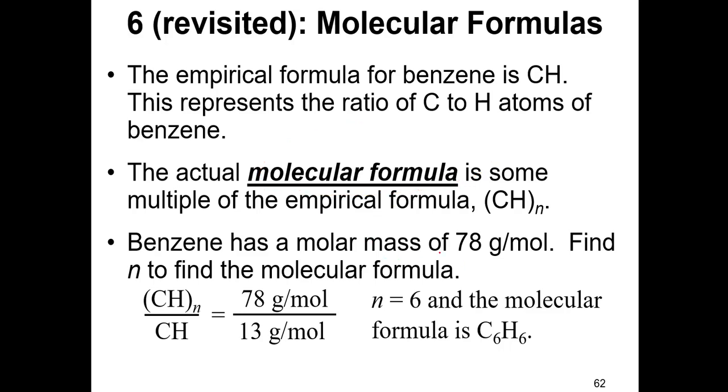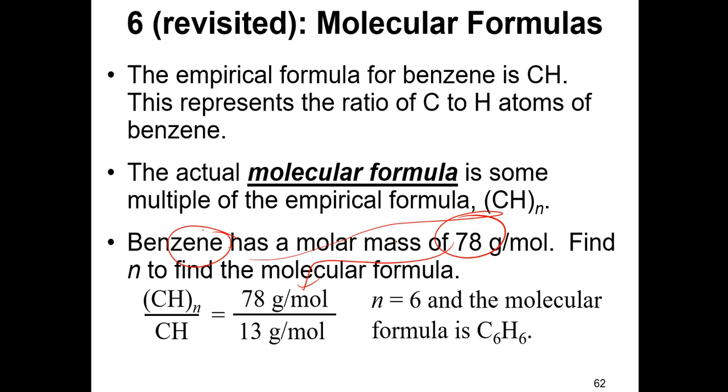So, if we suspect it, we know what the molar mass is. In this case, if my empirical formula is CH, that's 13 grams per mole. All I did was add up 12 grams for carbon and 1 gram for hydrogen, and that's the empirical formula molar mass. Then I figure out the molar mass of our suspected molecule, in this case benzene, which is 78 grams per mole.